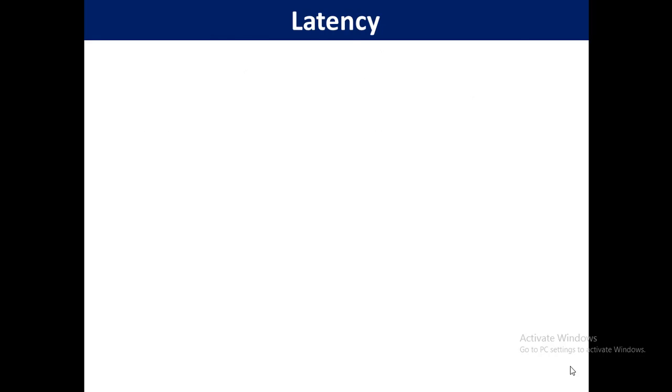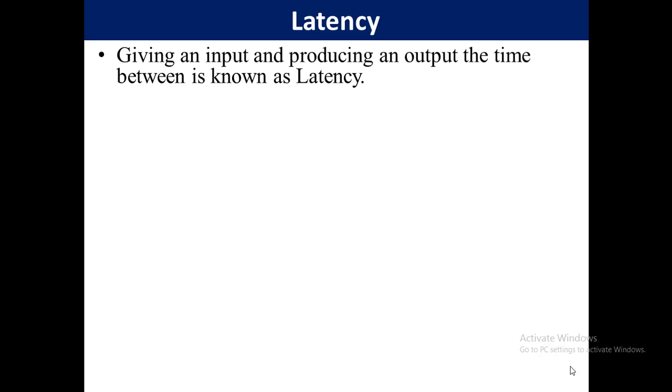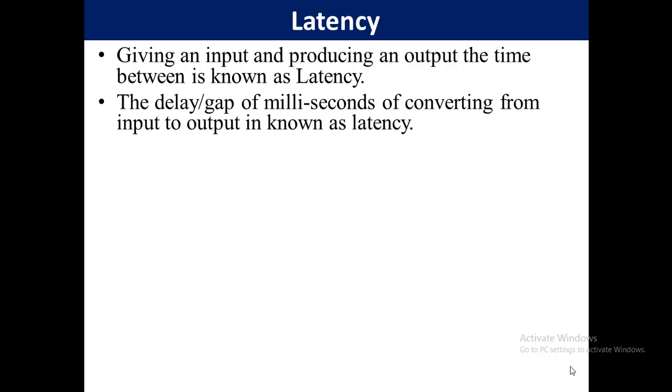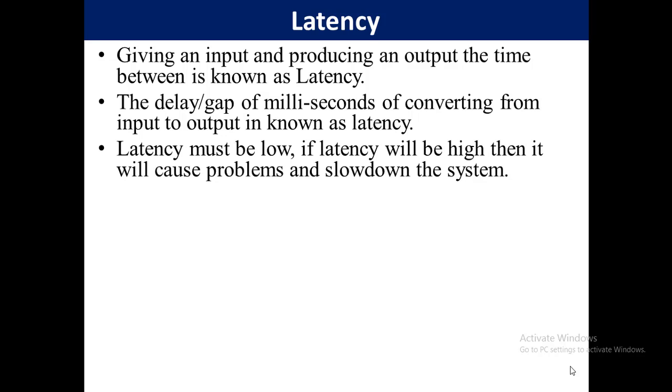The first one, latency. Giving an input and producing an output. The time between converting from input to output, the time consumption, is known as latency. The delay or gap of milliseconds of converting input to output is known as latency. Latency must be low. It means that the input should be converted into output in very little time. If latency is high, then it will cause problems and slow down the system.